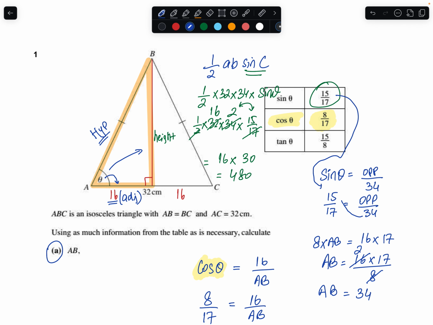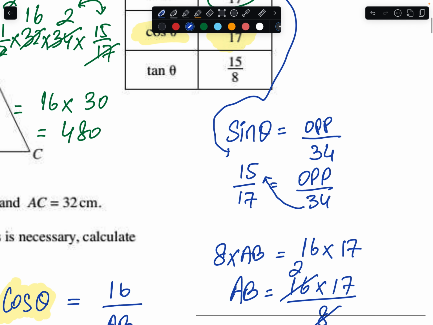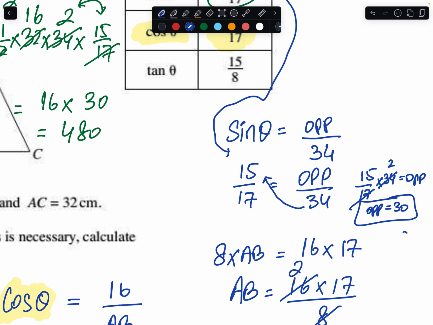And now I just multiply this 34 to the other side. We'll get 15/17 times 34 is equal to the opposite. Okay, cancel this two times. We have opposite as 30. So जी हाइट भी 30 आ गई.